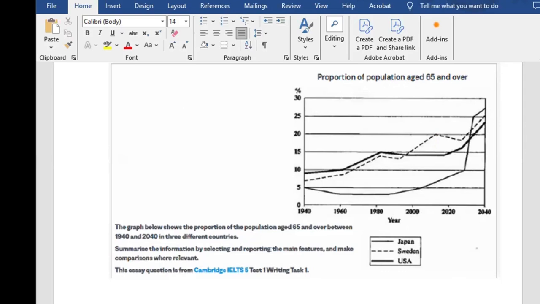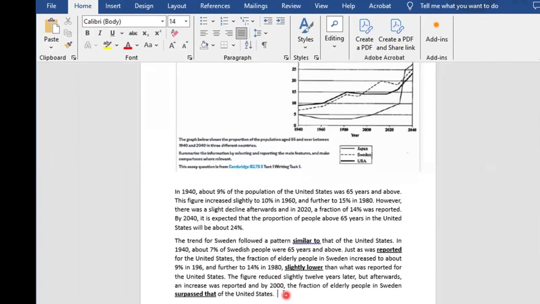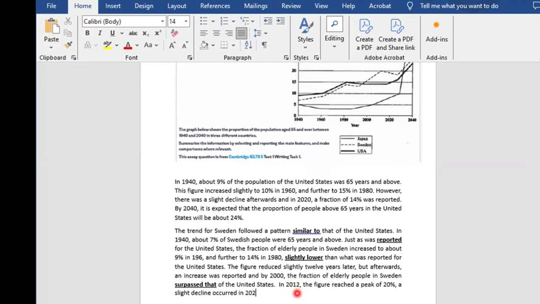Somebody that says 2012 is still writing something that is more accurate compared to someone that says 2020. So I'll say that in 2020, the figure reached a peak of 20%, a slight decline to what? A slight decline occurred, sorry, this one should be 2012. A slight decline occurred in 2020, but afterwards, it rose again.